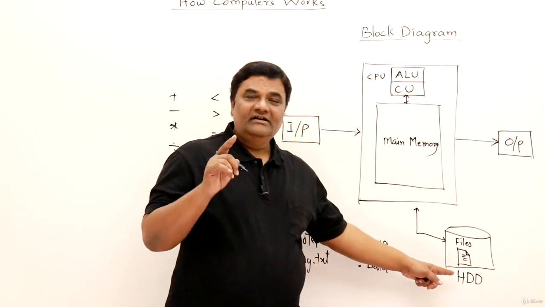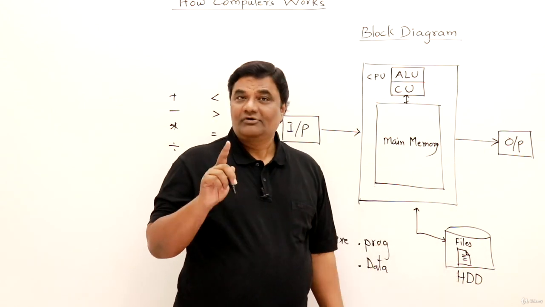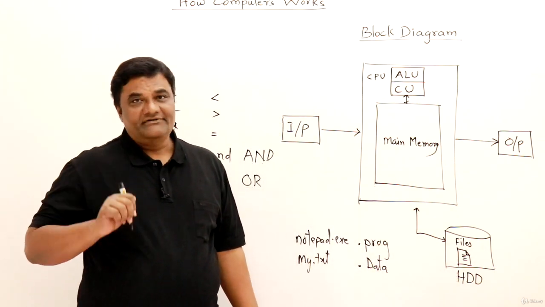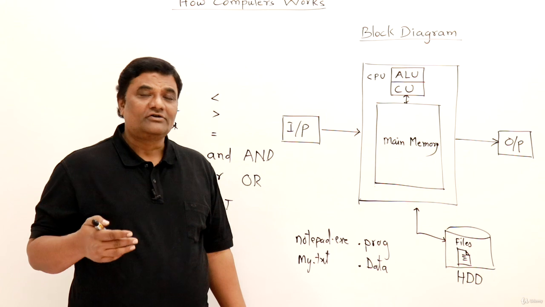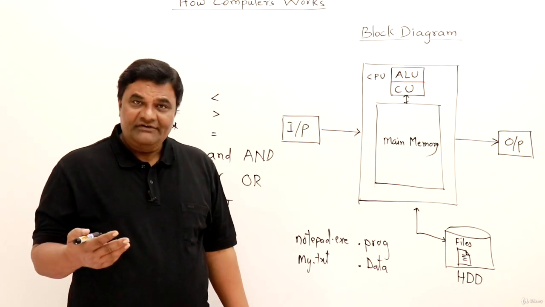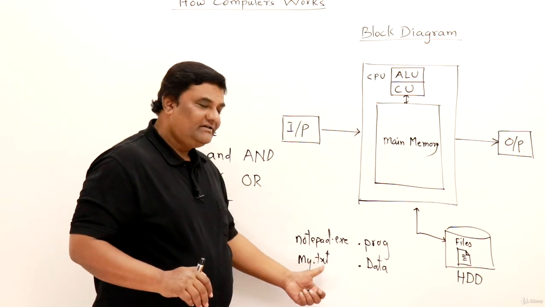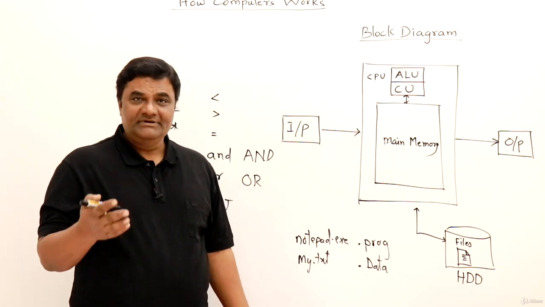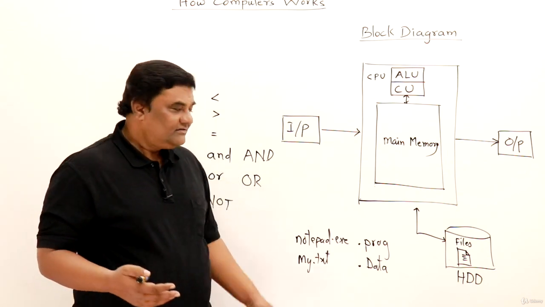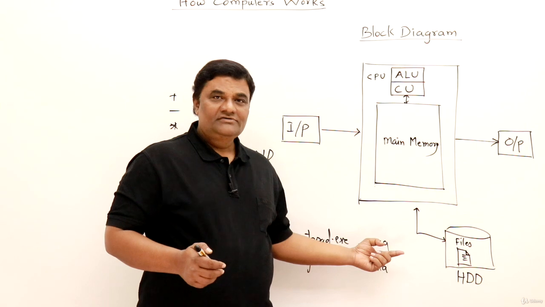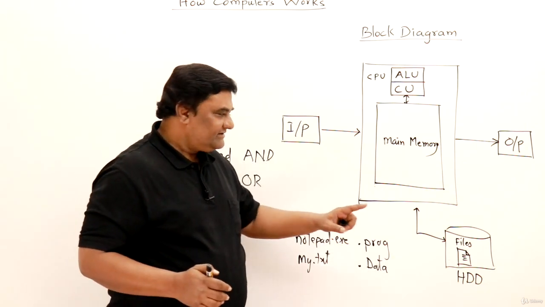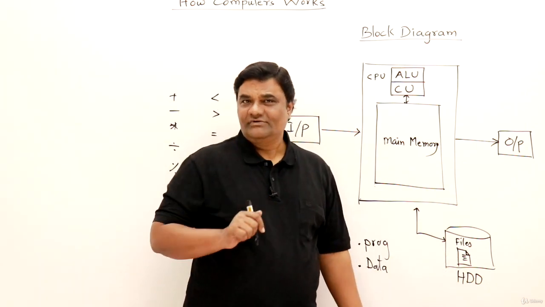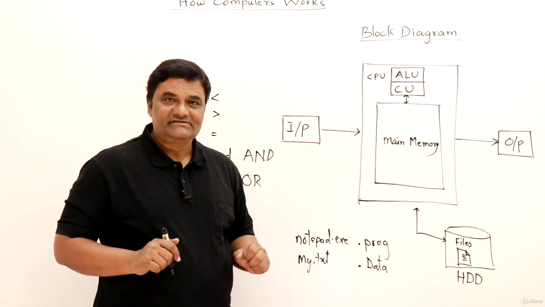So finally, hard disk contains two types of files, program files and data files. If you have audio files or music files or video files, all those come under data files. And if you have a music player like VLC player or media player, those come under program files. So we store our programs inside the hard disk, and this is permanent storage. This will be larger in size.